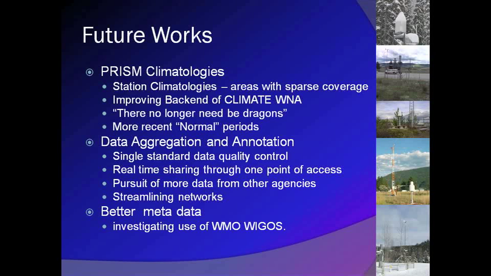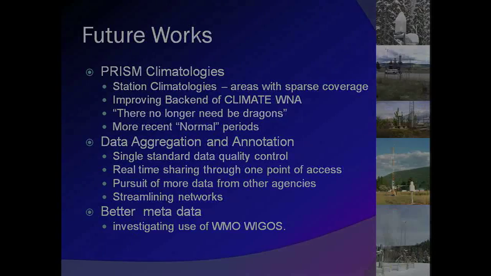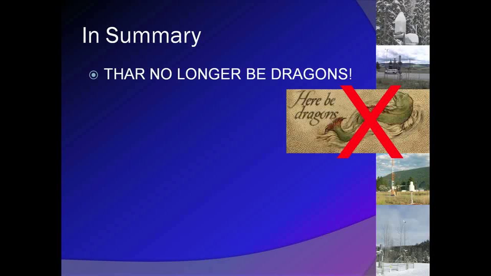Better metadata. One of the other things that we're trying to do is incorporate WMO's WIGOS into our observation characterization, if you will, so that this might be a really good precip site over here because it's below the valley ridge or it's in a forested site, and so it's fairly representative of that environment. This might be a really good temperature site over here because of similar concerns. There might be a really good wind site at a mountaintop. So, just trying to characterize a site: what is the best set of data from those types of stations? In summary then, there no longer need to be dragons.